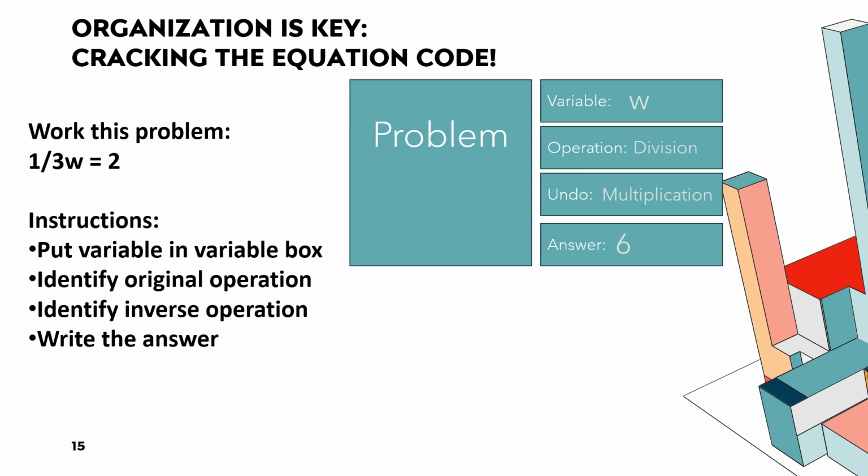To isolate w, we multiply both sides by 3. Multiplying 2 times 3 gives us 6. Checking our work. It's always a good idea to double-check our answer. If w equals 6, dividing 6 by 2 should give us 3, the original number on the other side of the equation. And guess what? It does.